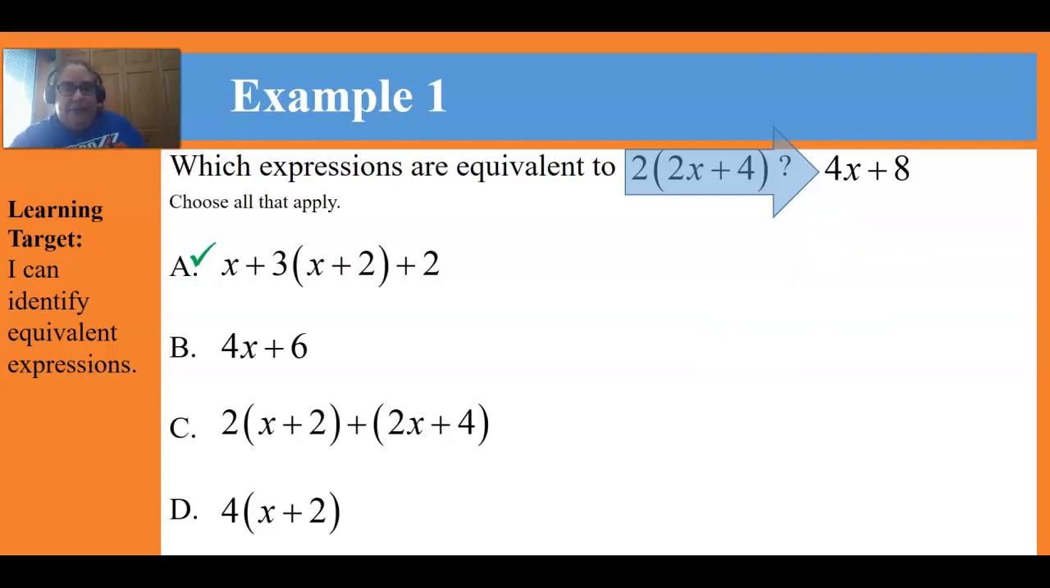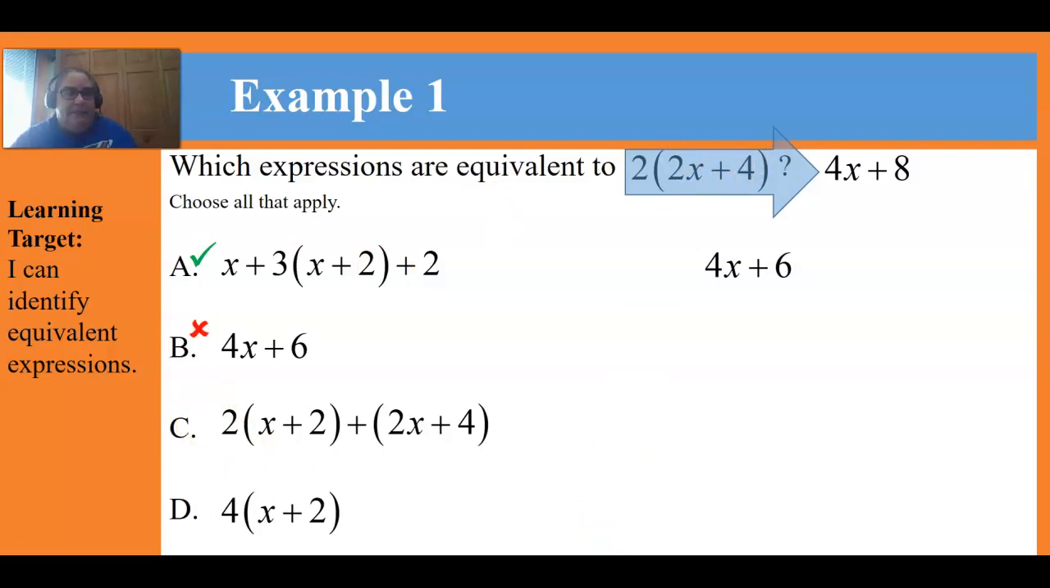Okay, let's look at problem B. Well, there's nothing to simplify. There's nothing to distribute. This is pretty much already simplified as much as possible. And when I compare them, the 4x's are the same, but this is plus 6, and we should have been looking for a plus 8. So these two are not equivalent.